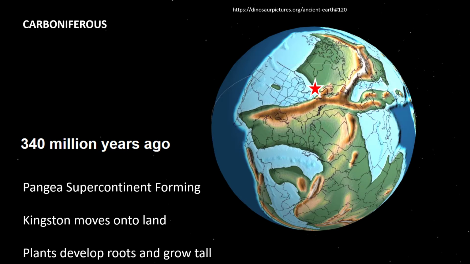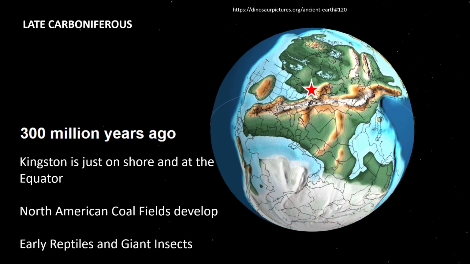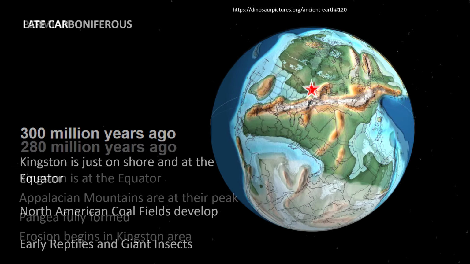340 million years ago, Pangaea supercontinent is forming in earnest. Kingston moves back up onto land and erosion begins and continues till this day. So 300 million years ago, these mountains are at their peak. Kingston is just on shore again and at the equator. More erosion happening. North American coal fields are developing in these shallow seas and swamps. Early reptiles and giant insects.